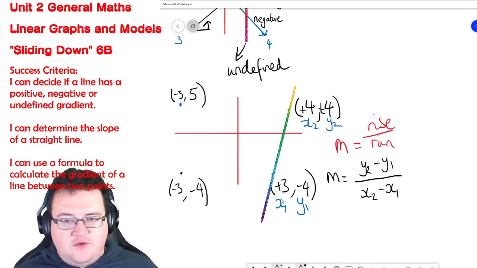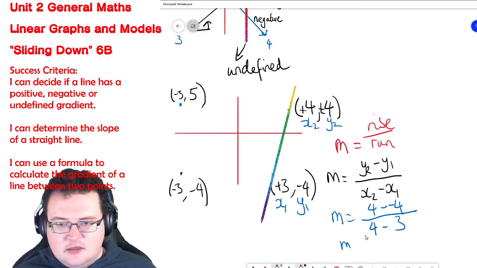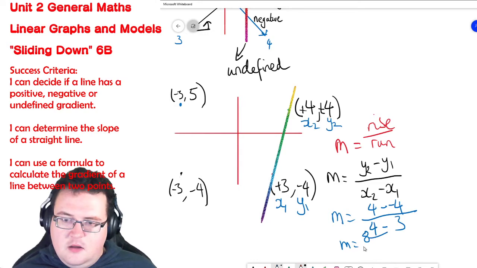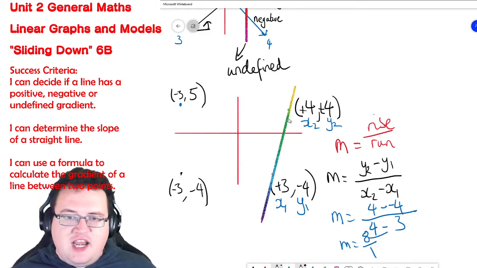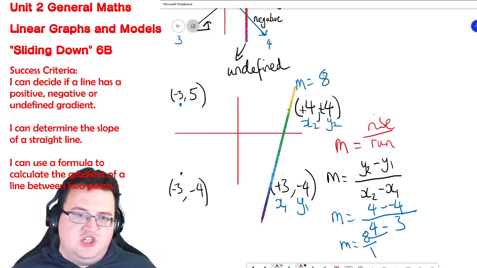And now that we've assigned these values, we then put them into our formula. So in this case here, m is going to be equal to y2, 4, minus y1, which is minus 4, divided by x2, which is 4, minus x1, which is 3. And then 4 minus minus 4 comes out as 8. And 4 minus 3 is equal to 1. Therefore, the gradient of this line is just 8.